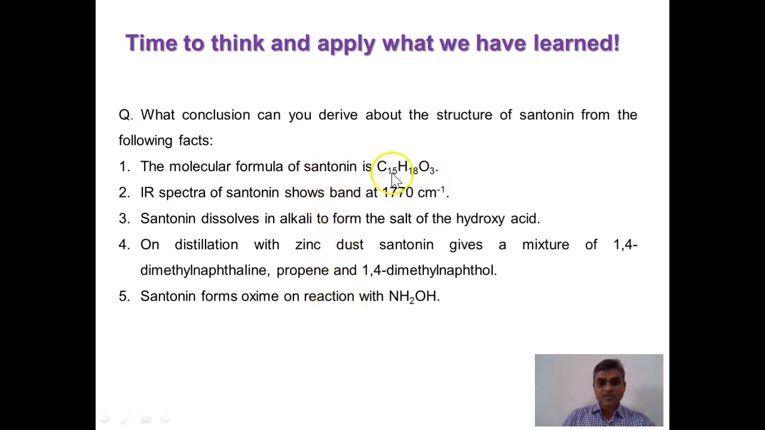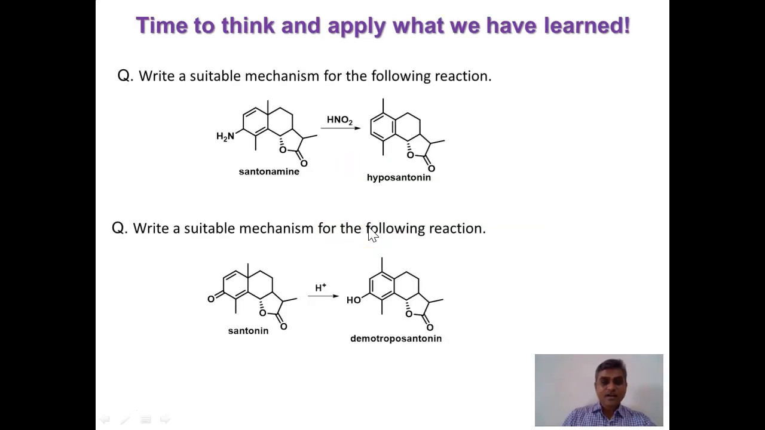For example, its molecular formula is C15H18O3. Now, how much information do we get from this molecular formula? IR shows 1770 centimeter inverse. It means the presence of a lactone. It forms a hydroxy acid, which again means a lactone. On distillation, it forms a naphthalene derivative. So Santonin contains a naphthalene skeleton, and it forms an oxime derivative. On the basis of this chemical evidence, students should write the structural features of the Santonin molecule. Another problem is related to the mechanism of the reactions.